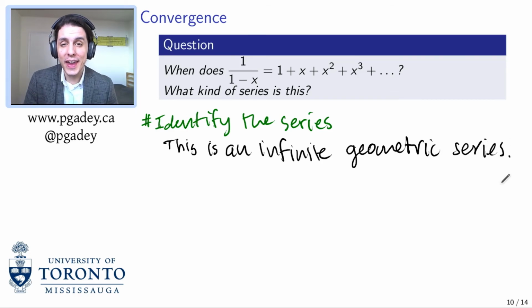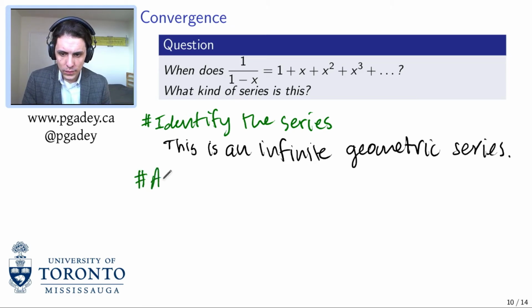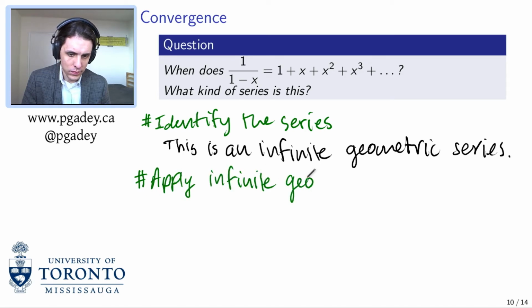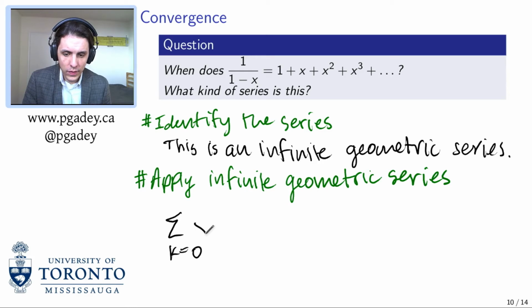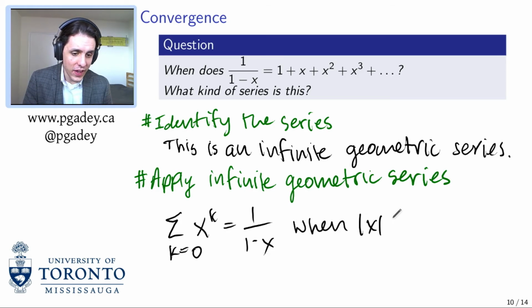With a common ratio x. So we're taking all of the powers of x. And we know something about the convergence of infinite geometric series. Okay, so we know that this is equal to 1 over 1 minus x when the absolute value of x is less than 1. Right? And this makes sense.